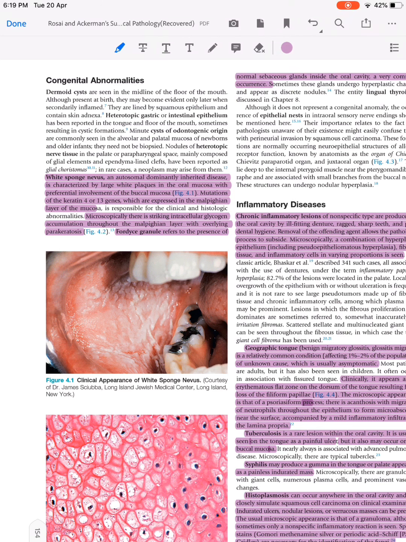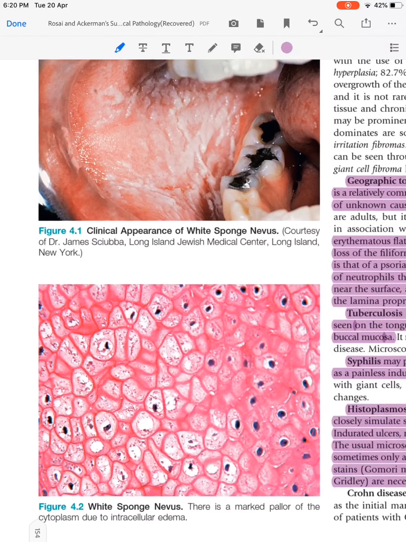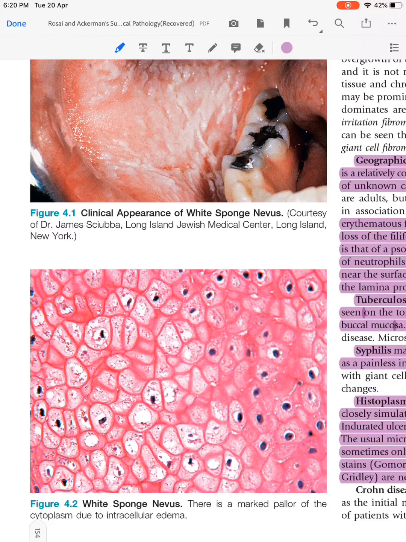Microscopically, there is striking intracellular glycogen accumulation throughout the layer with overlying parakeratosis. This is the microscopic picture showing the accumulation, and there is a pallor of the cytoplasm due to intracellular edema.